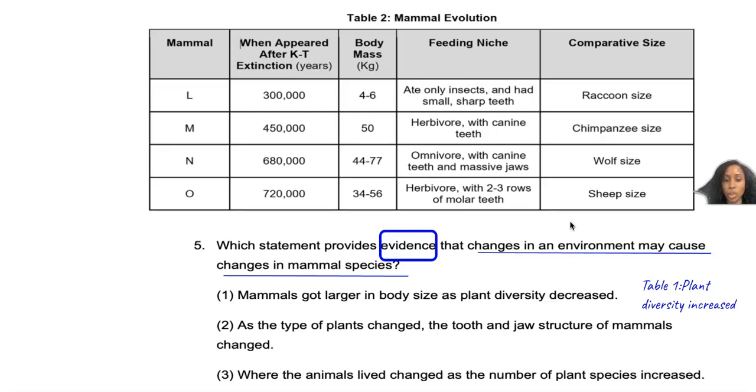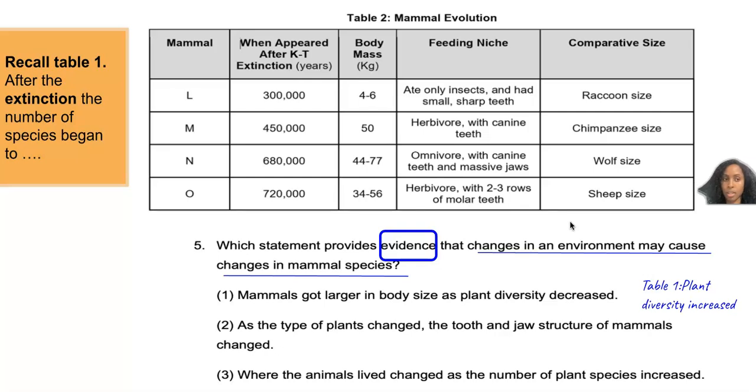And I see that answer choice number 1 says mammals got bigger in body size as plant diversity decreased. Remember what we just said. We knew that plant diversity increased. Easy money. I can get rid of this now. So then the next thing I need to do is I need to observe this table and I need to figure out what was one of the big changes that happened in the environment. We had an extinction, and after the extinction, we saw a lot more plants. So I'm going to see what happens over time.